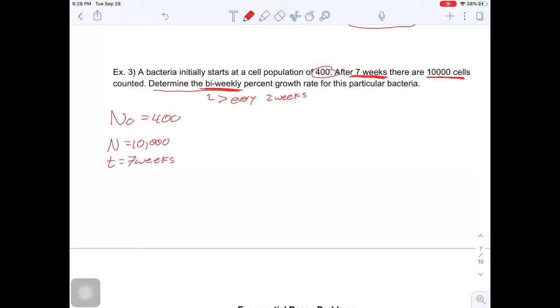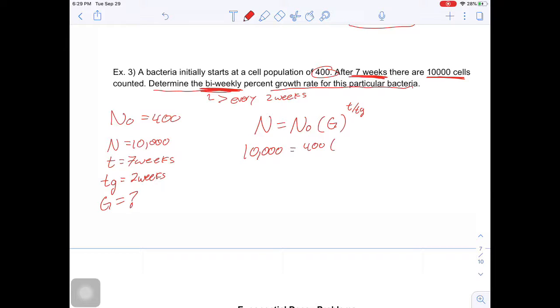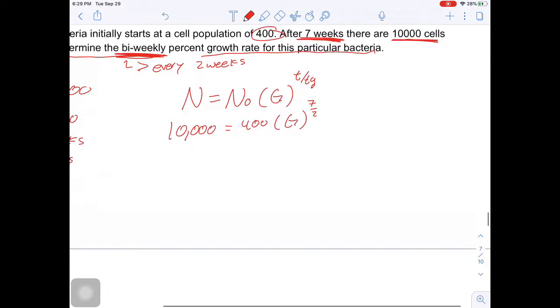And then here, it wants us to determine the biweekly percent growth rate for this particular bacteria. So biweekly is every 2 weeks. So it wants us to figure out if the growth rate is every 2 weeks, what is G? Okay, so N equals N0 times G to the power of T over the growth period. Now we can just plug our values in. So 10,000 equals 400, we're looking for G here, and this would be 7 divided by 2.